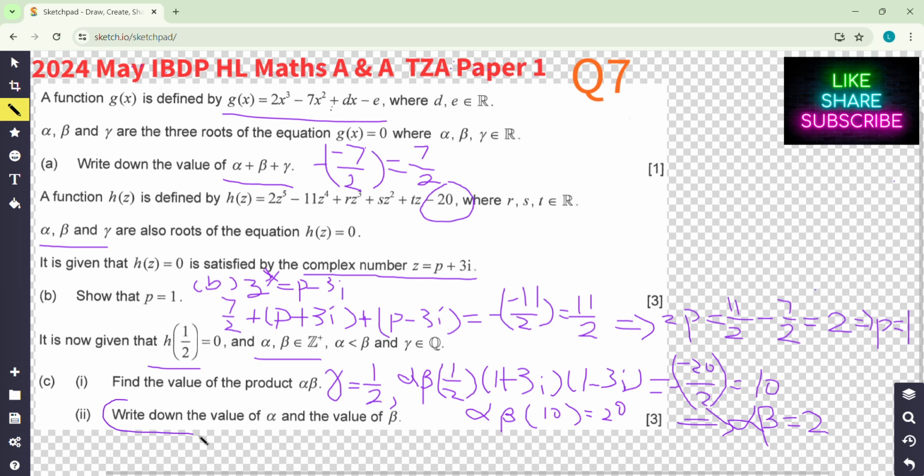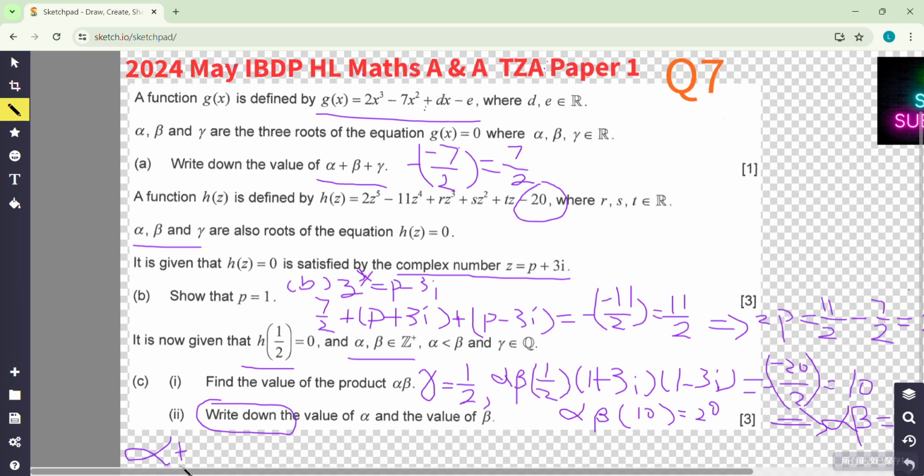But the wording is easier, the question's wording: write down the value of alpha and beta. So write it down. So easy. Why? Look at here. Gamma is a half, right? So we look at here, alpha plus beta plus gamma is 7/2. So maybe you can do some steps.